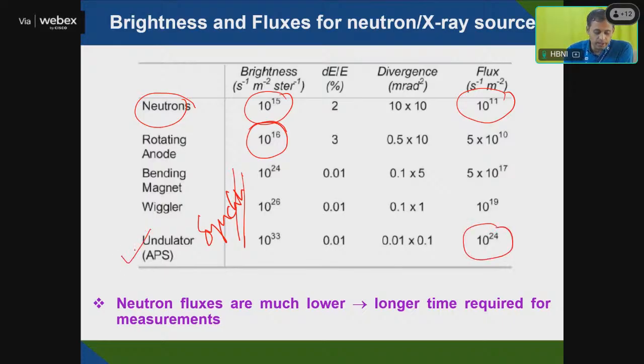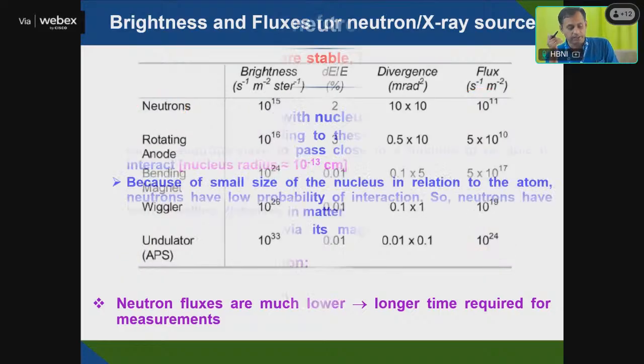So even at low amount of X-ray and very low quantity of sample, you will be able to see the structural information in case of using the high energy synchrotron radiation source. But for neutron, the brightness is 10 to the 15, and flux is 10 to the 11. Because this flux is very less compared to X-ray, you need a longer experimental period, a longer time to get much information about the neutron characteristics.